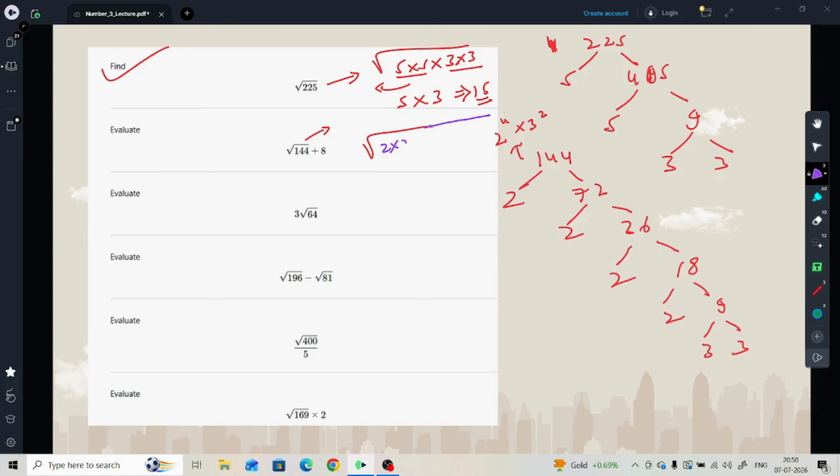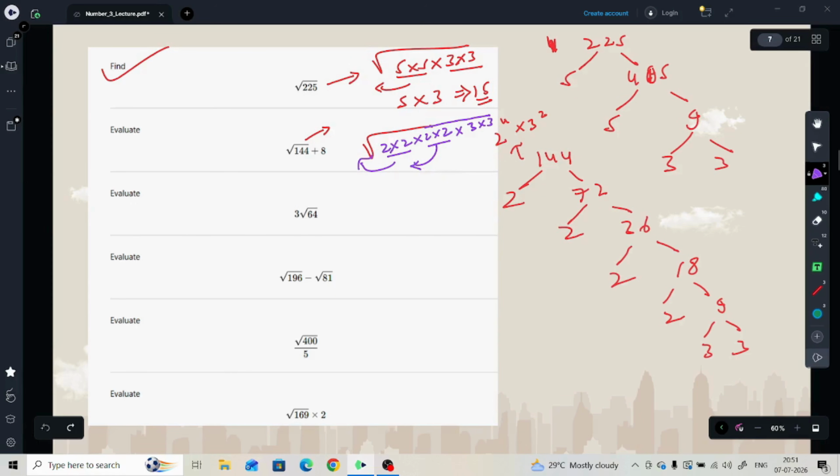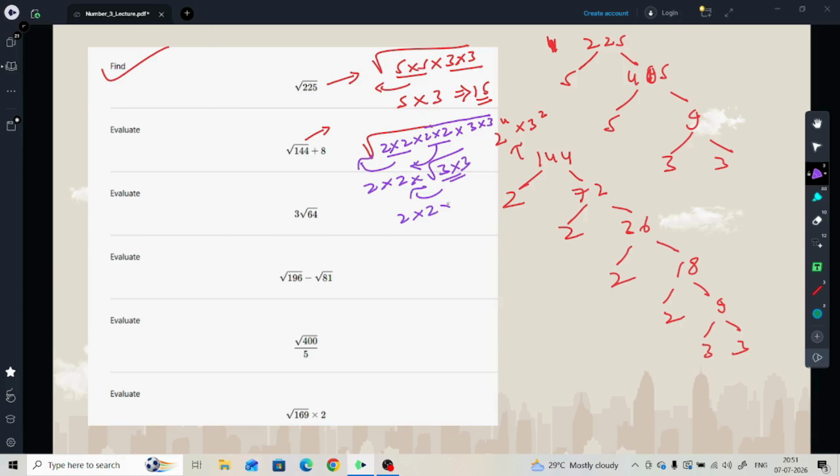So 2 times 2 times 2 times 2, and then 3 times 3. You can see that we are getting two pairs of 2, so we can take out one 2 from each of them. It will become 2 times 2, and inside we'll have 3 times 3. But 3 also makes a pair, so we can take that outside. So it becomes 2 times 2 times 3, that is 4 times 3, that is 12. And 12 plus 8 is 20. So like that, we can do this question also.